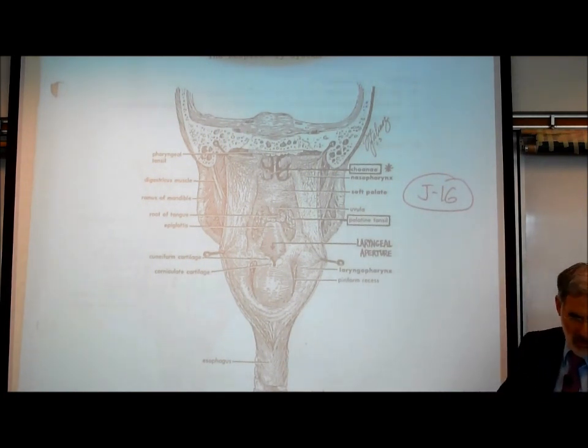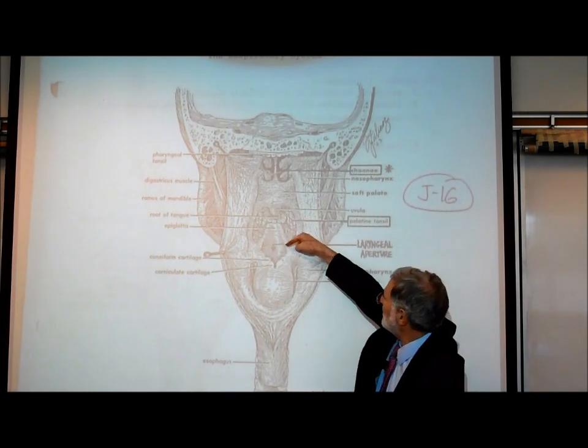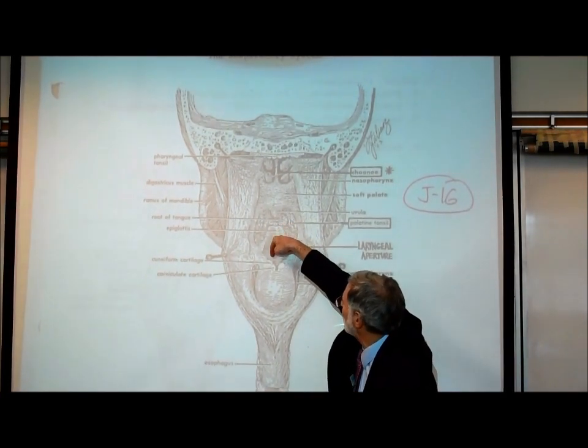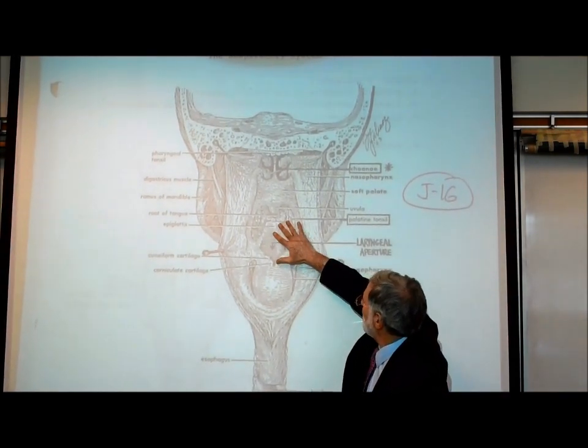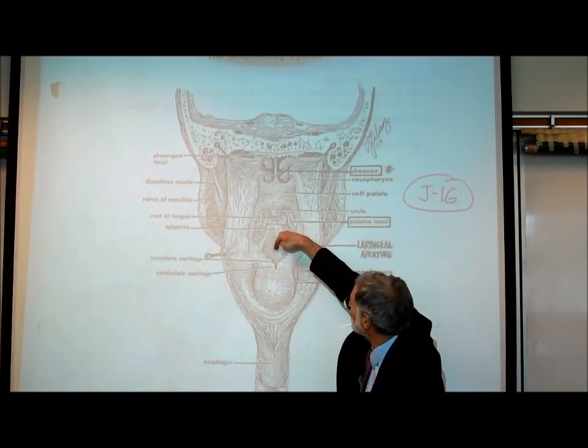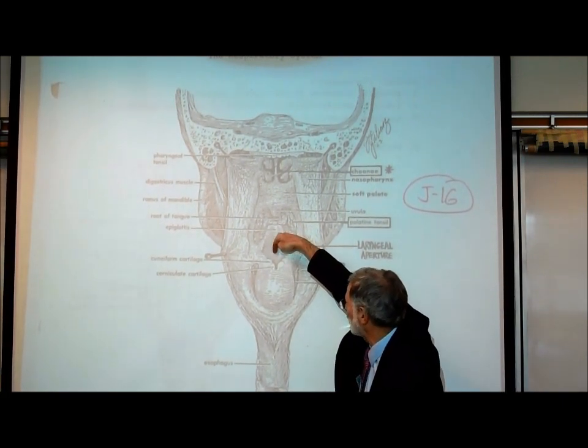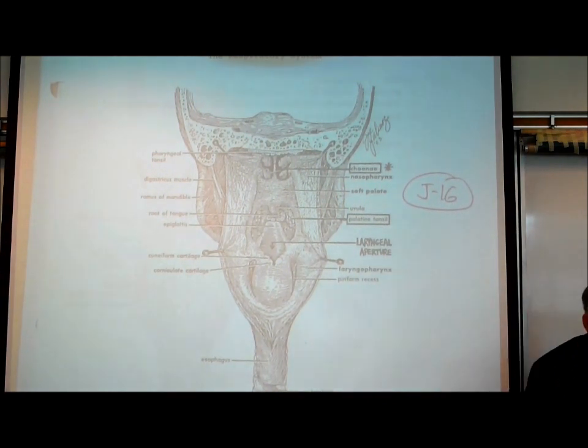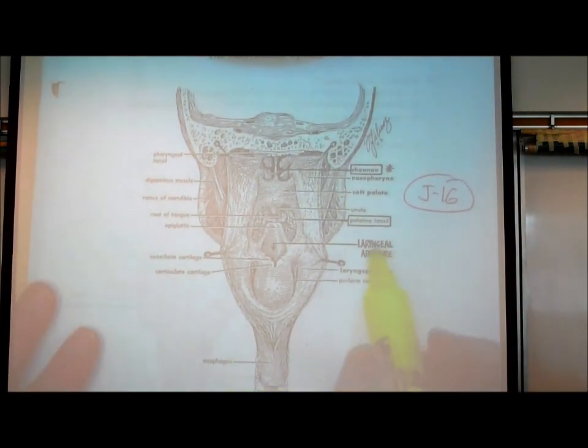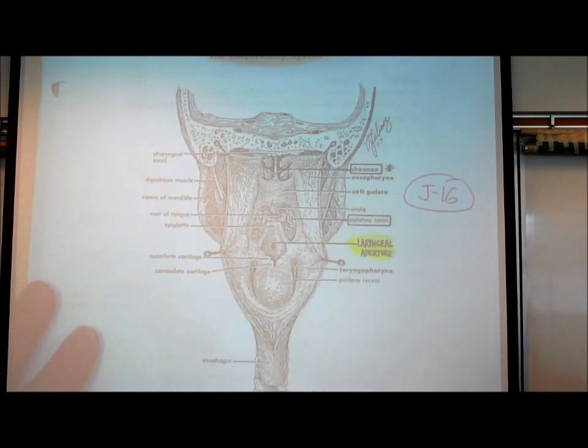The point of this picture is that this is the passageway that air goes. Air goes from the throat, or laryngopharynx, through this opening called the laryngeal aperture down into the larynx. So the opening through which air enters the larynx is called the laryngeal aperture. What does the word aperture mean? Good, excellent. Opening. An opening to the larynx.